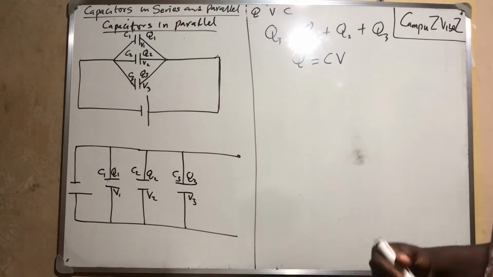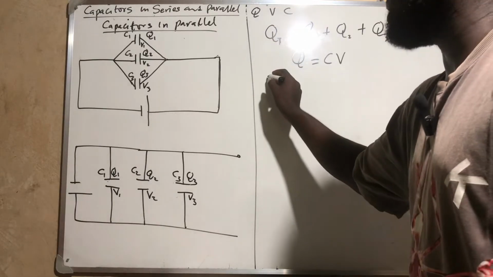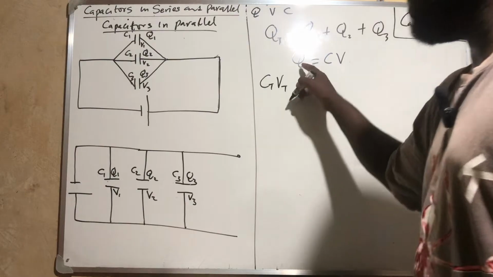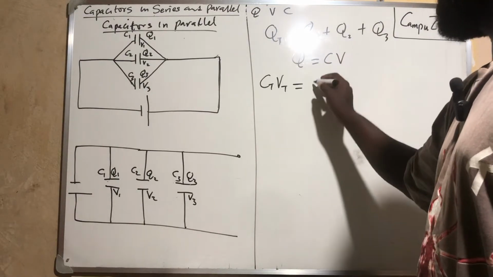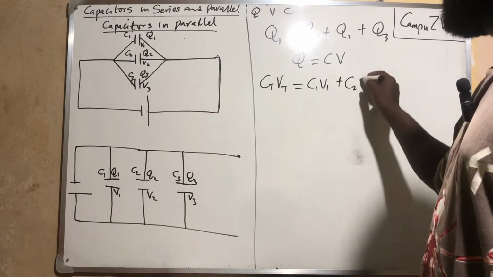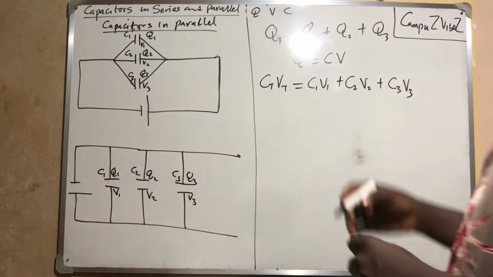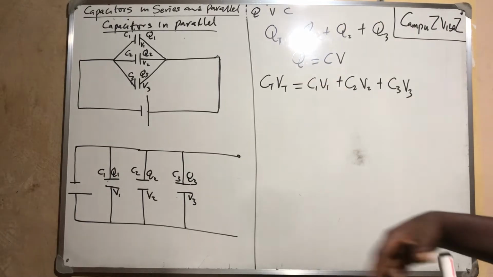So if you now replace this here, you will see that I have CT, VT. Anywhere I see Q, I'll replace it with CV. So it is equal to C1V1 plus C2V2 plus C3V3. Now, I told you that the potential difference across capacitors in parallel is the same.